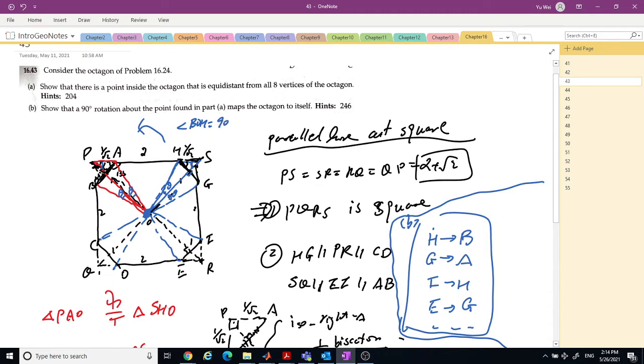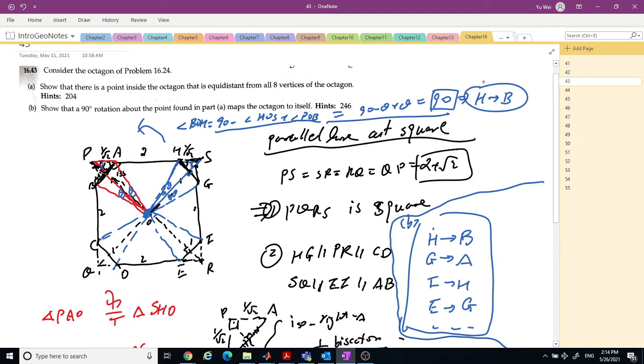Angle BOH is equal to 90 degrees, that's POS, right? That's POS plus this theta minus this theta, minus the angle HOS, then plus the angle POB, right? So it equals 90 minus theta plus theta, so it equals 90 degrees. So this means after 90 degrees, H maps to B. Similarly, you can prove the rest of the 90 degrees.